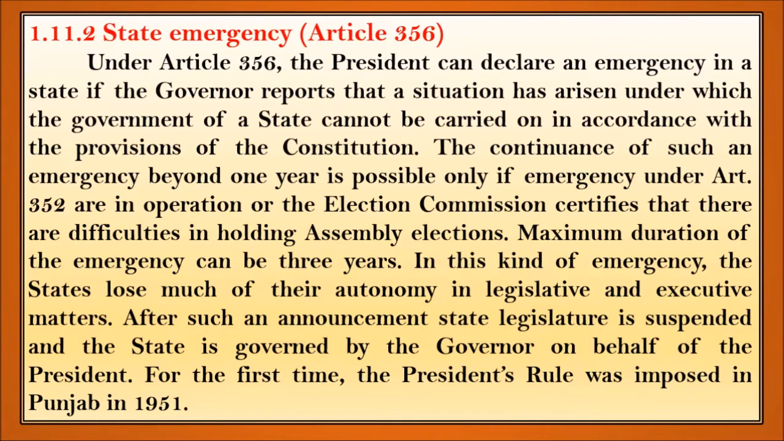And the continuance of such emergency beyond 1 year is possible only if emergency under act. And the maximum duration of the emergency can be 3 years. The minimum is 1 year and the maximum is 3 years. In this kind of emergency, the states lose much of their autonomy in legislative and executive matters. Okay. And for the first time, what happened? The president's rule was imposed in Punjab in 1951.